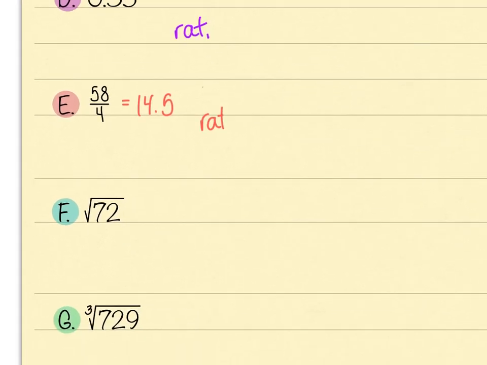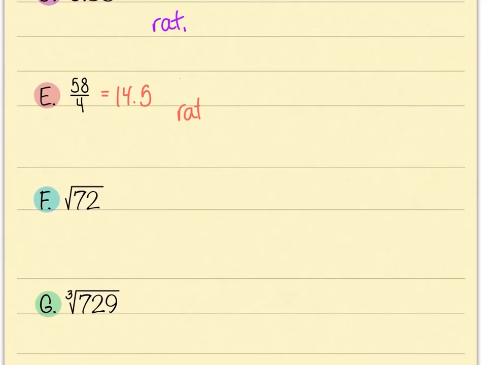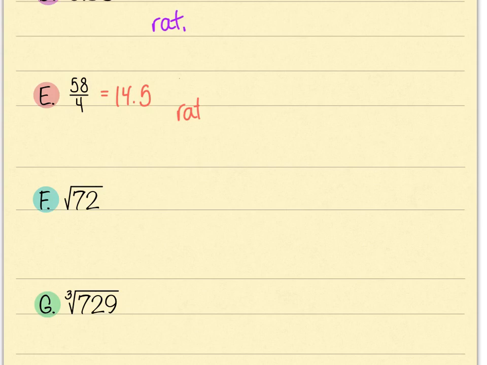And then I scroll down here a little bit. Example F, the square root of 72. Well, 72 is not a perfect square. In fact, it skips right over 72. We've got 64, which is 8 squared, and then 81, which is 9 squared. So it skips right over that. So because it's not a perfect square, I don't actually need to see what it equals. Since I know it's not a perfect square, I know it has to be irrational. I know it's somewhere between 8 and 9, but I know it's irrational.